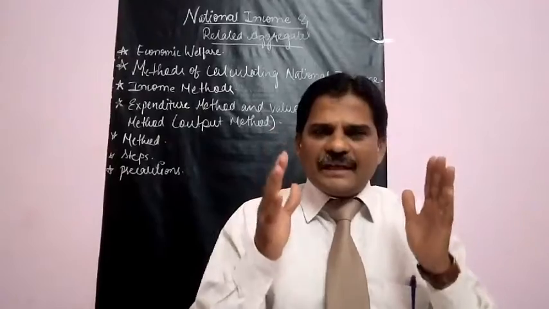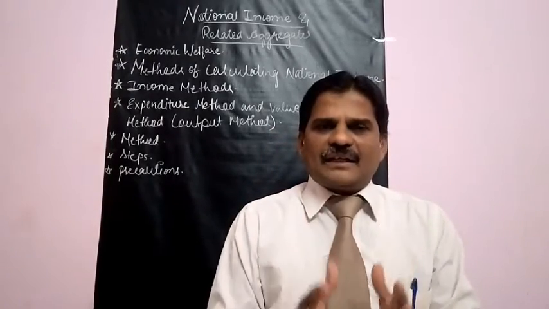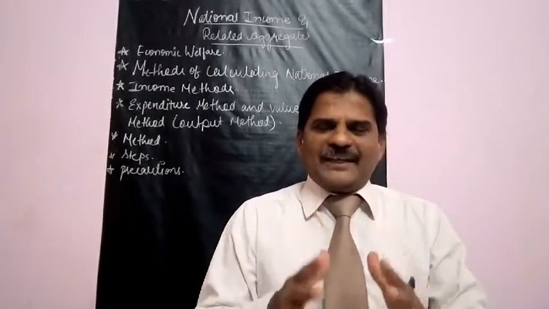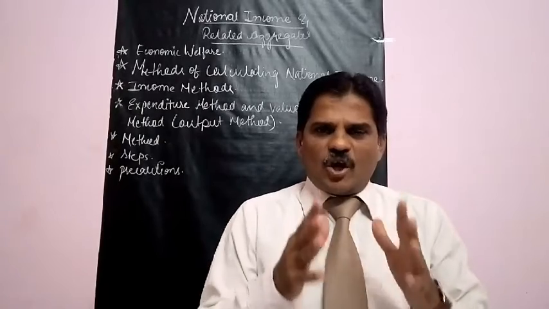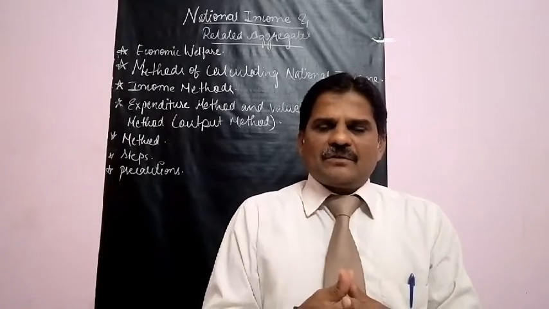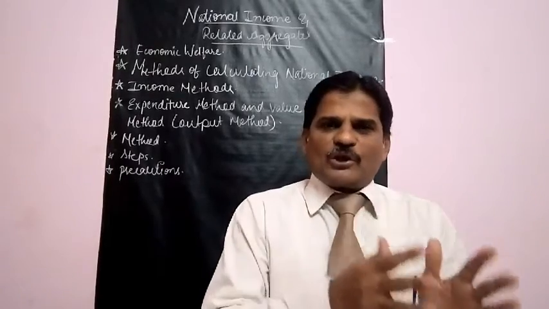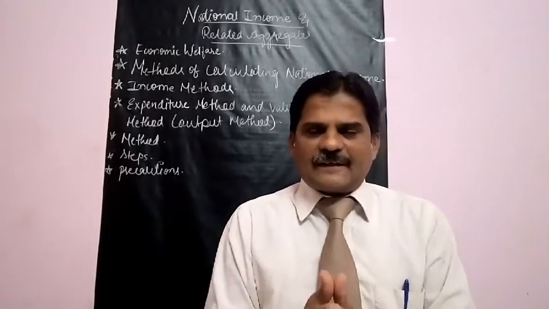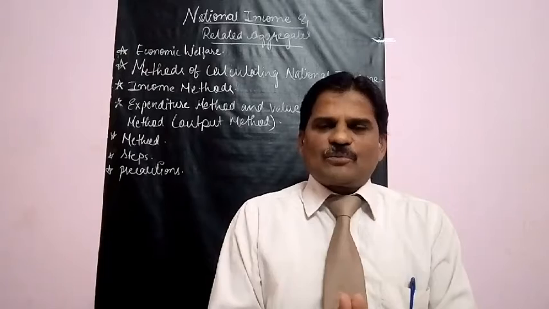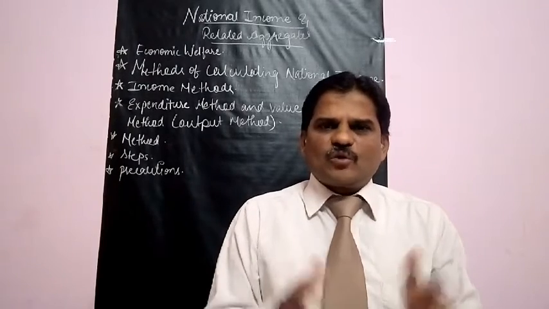I mean, in a country, how much money is spent by all the people belonging to all the three sectors, primary, secondary, tertiary, on their consumption or final goods. So if you add those incomes, that will become total expenditure. In this way we can calculate the national income.